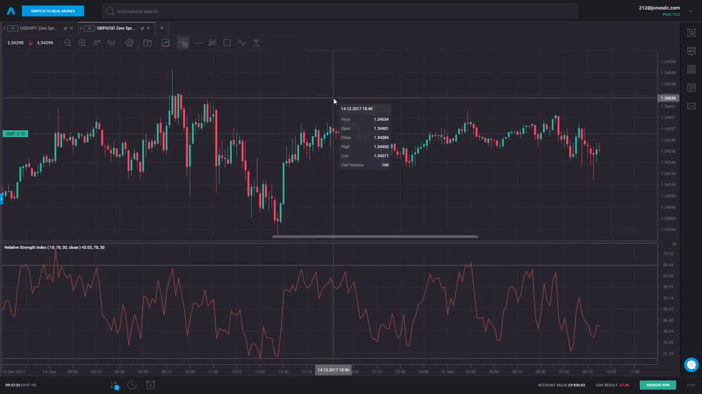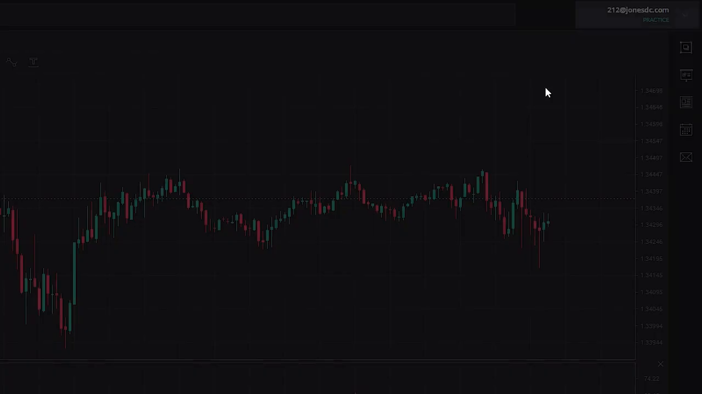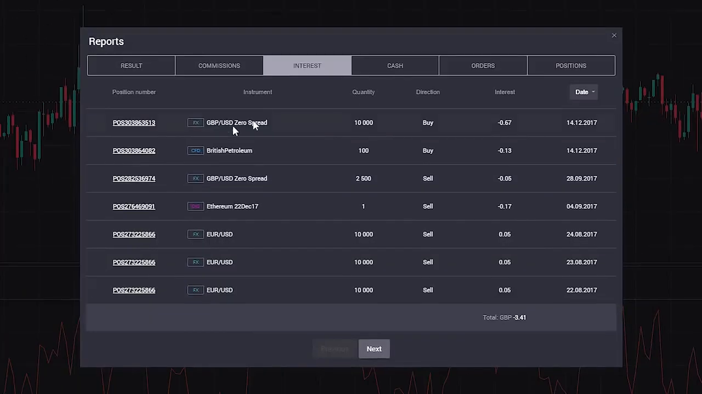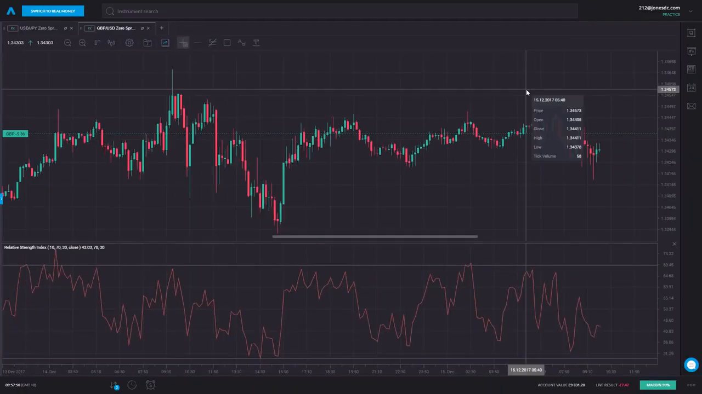So it's the next day after we've placed those trades, just to show you the other aspect of margin, the fact that there's financing. Here we go. There's our pound US dollar trade. So for holding that overnight, the 10,000 position cost me 67 pence in margin finance, and the BP CFD, just over £500 position there, that cost me 13p. So that's a cost every day because in effect we're borrowing money to trade.